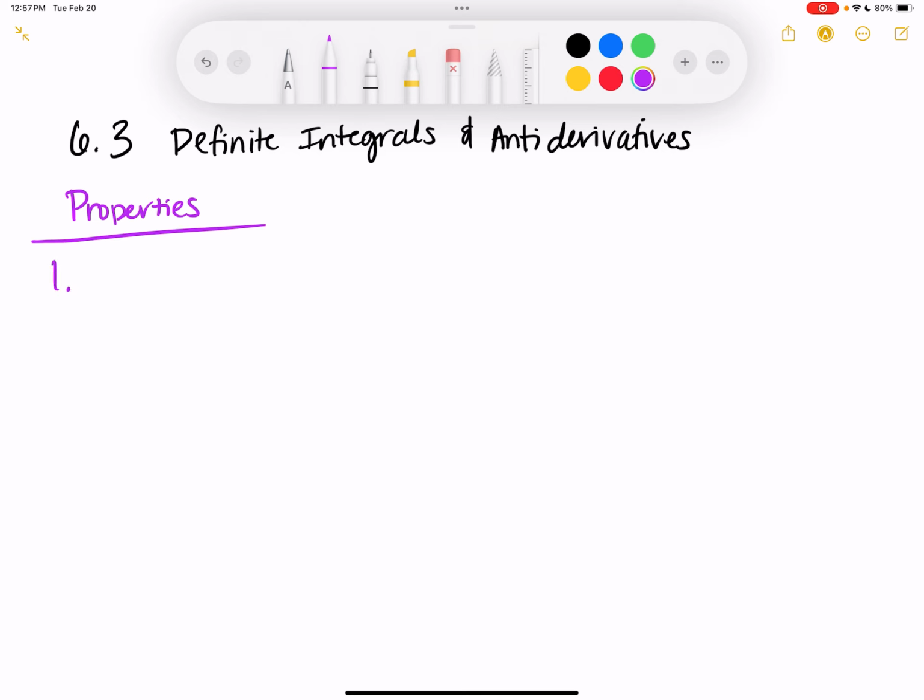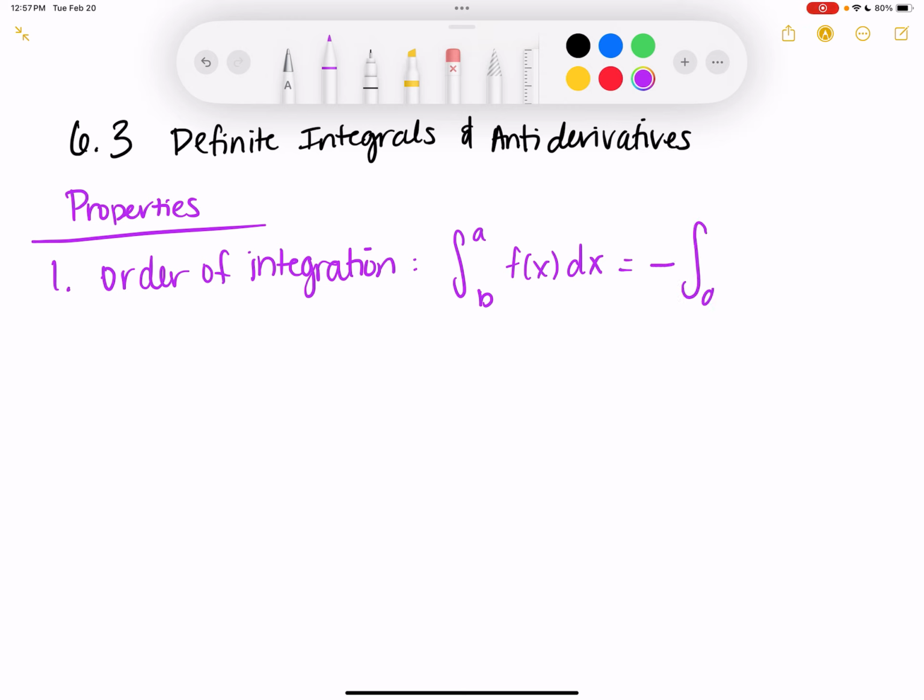Property 1, order of integration. This says that the integral from b to a of f of x dx is equal to negative integral from a to b of f of x dx. So what that says is if I put a negative in front of the integral, I can flip the terms of integration and I'll get the same answer.